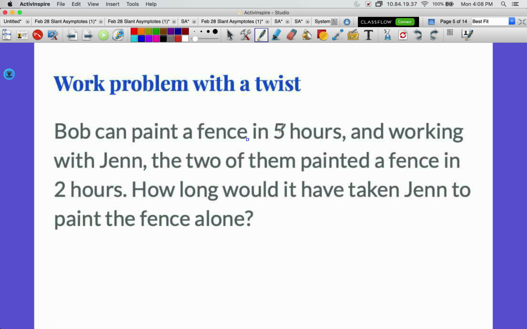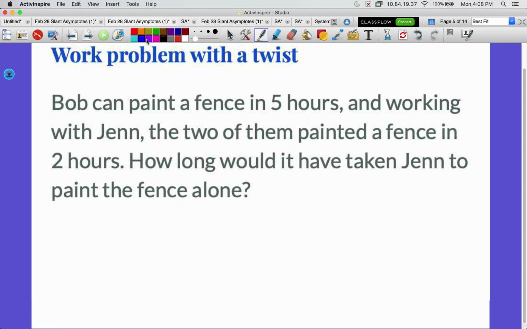Now onto another work problem. This one's got a slight twist. So Bob can paint a fence in 5 hours, and working with Jen, the two of them painted a fence in 2 hours. How long would it have taken Jen to paint the fence alone?